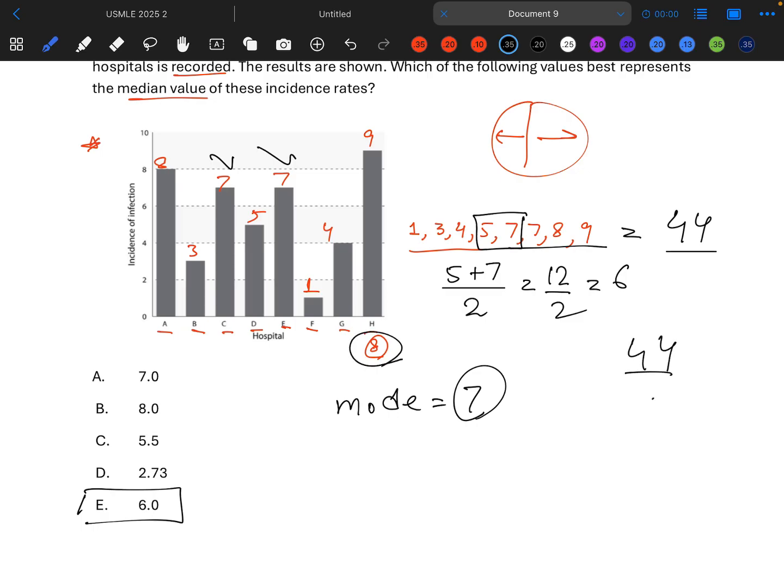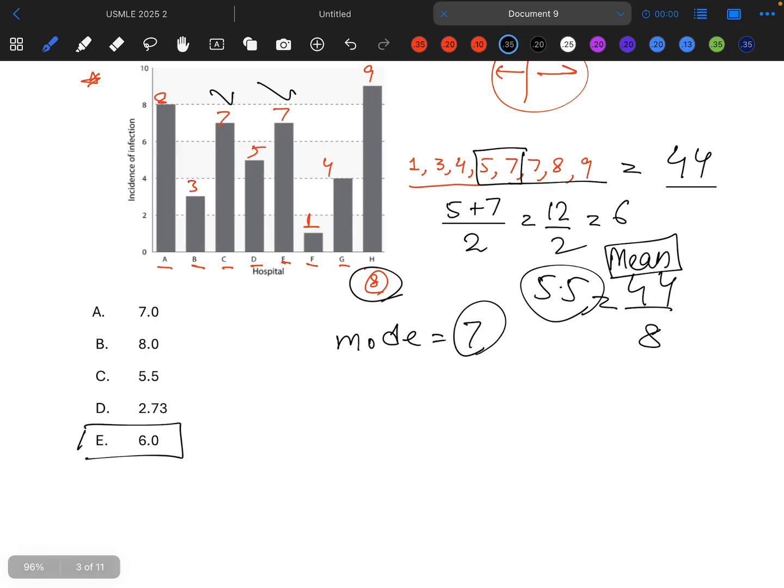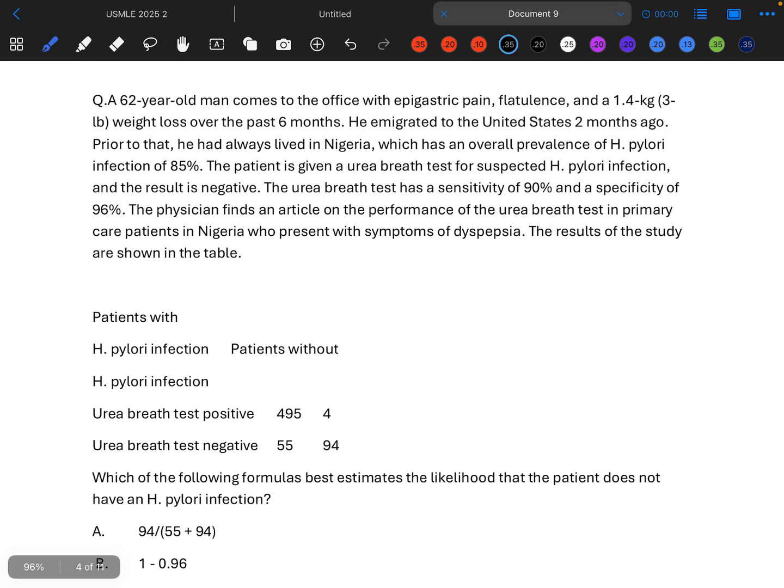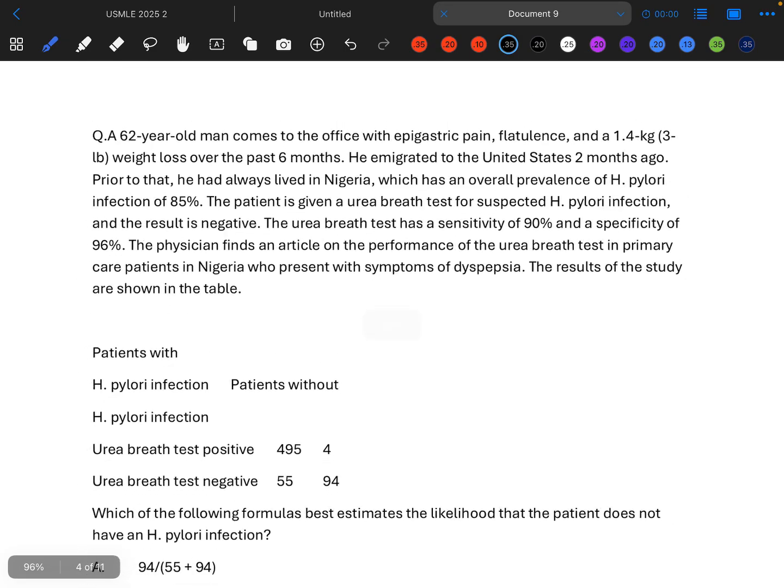It will become about 44, and we will divide by the number of values, which was 8. So 44 divided by 8 will be equal to 5.5. It will be our mean. Understand? Now we will move to our next question.